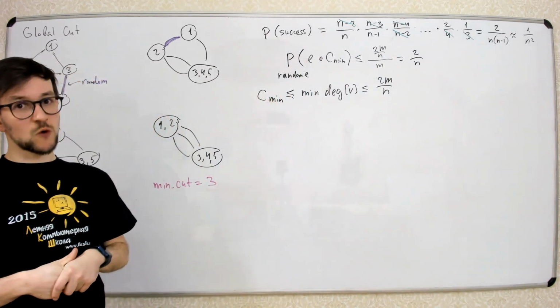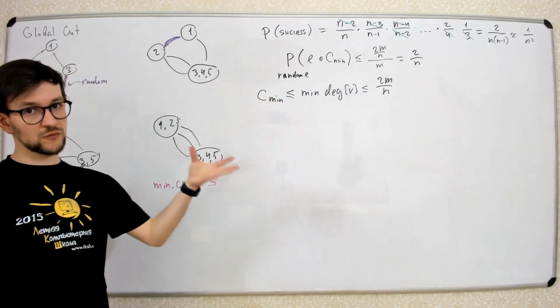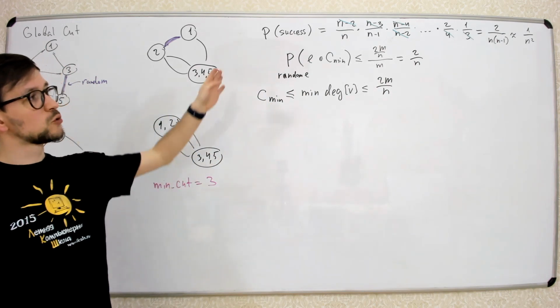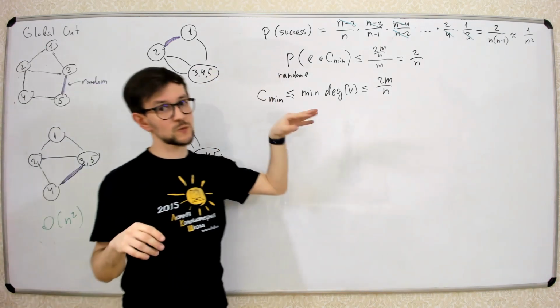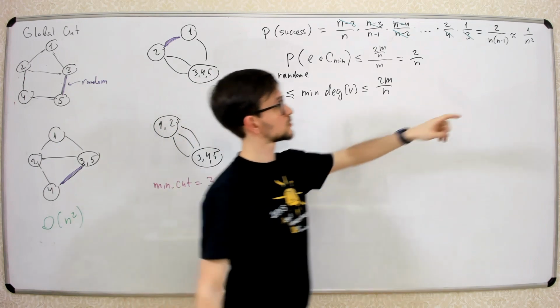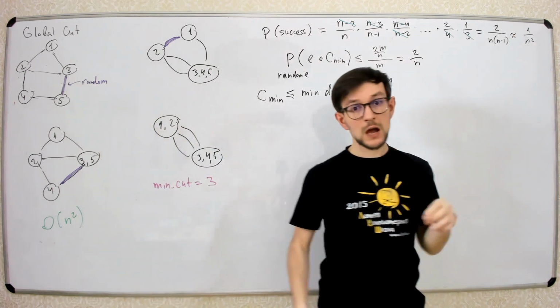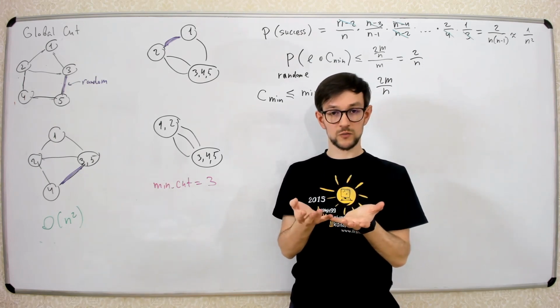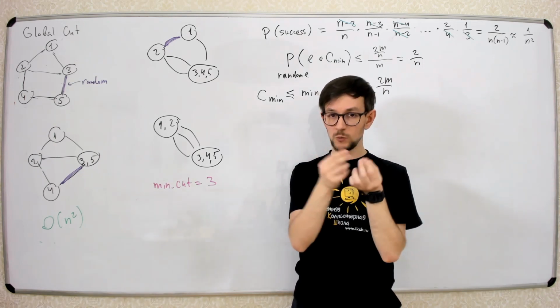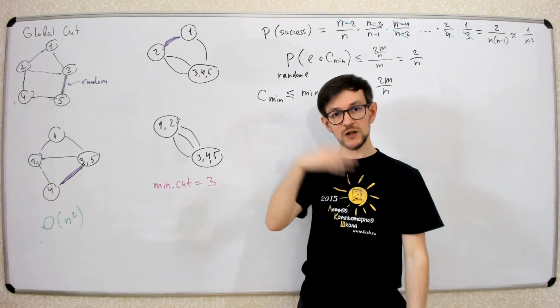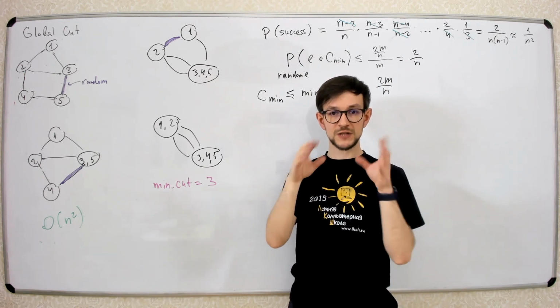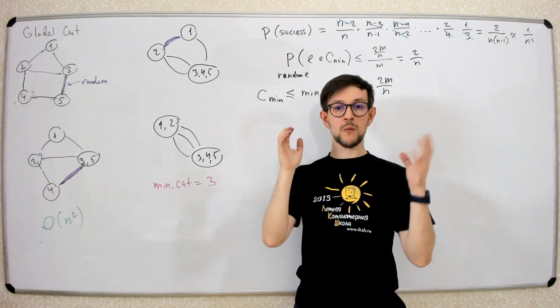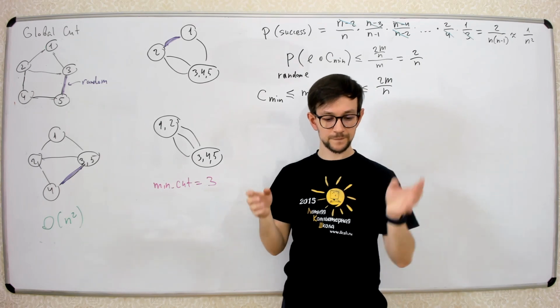The probability is quite small. So for a big graph, the probability that we will pick good edges all the way is quite small. It's just 1 over n squared. But what can we do? If you have some algorithm which works correctly but with small probability, we can just run it multiple times. If we run the same algorithm multiple times, the probability will be increasing, right?